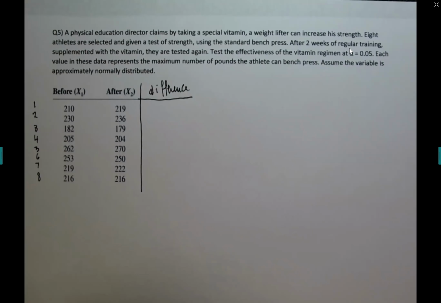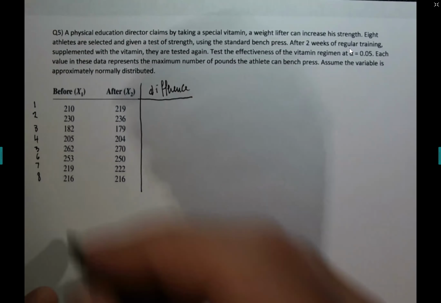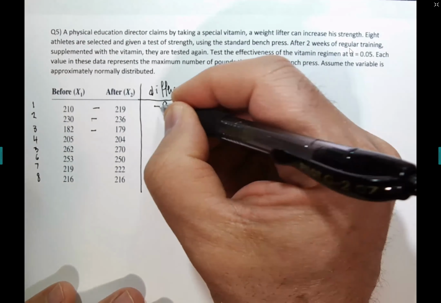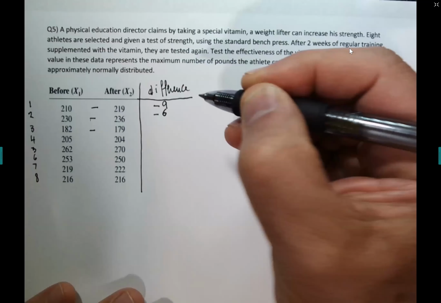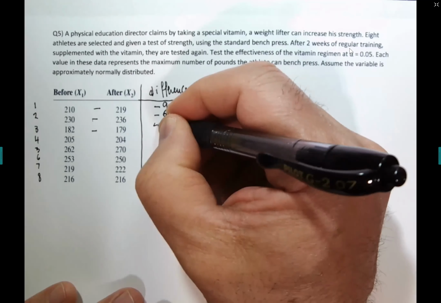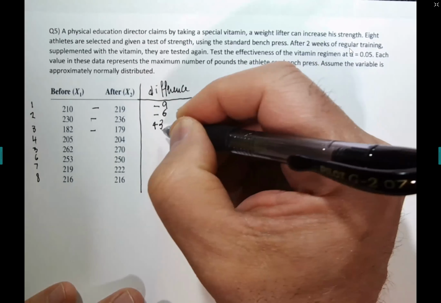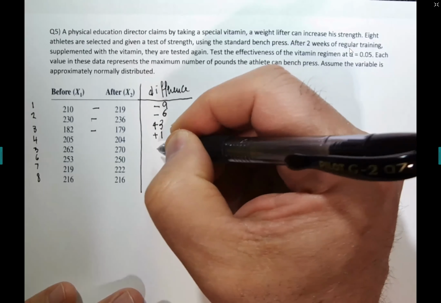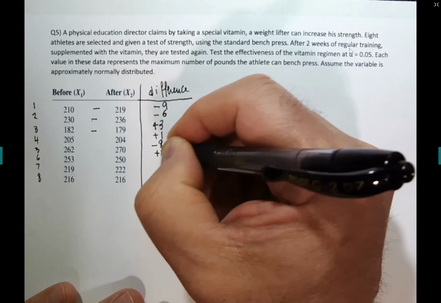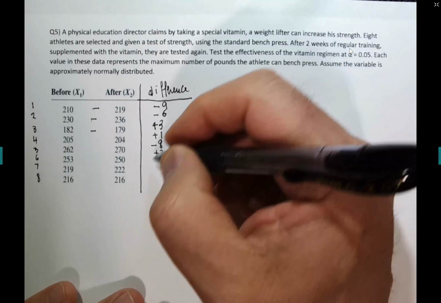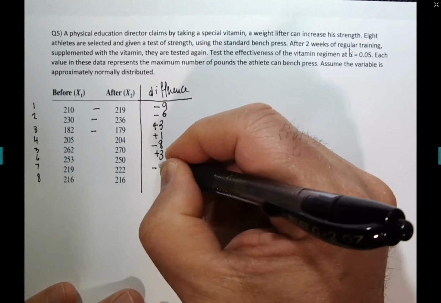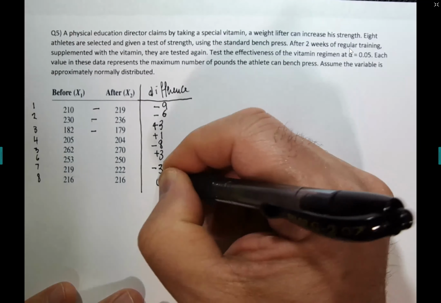So can you guys help me? From 210 to 219, the difference, what would that be? -9. 230, 236. -6. 182 minus 179, guys. What would that be? Positive 3. 205 minus 204. That should be easy. 262 minus 270. Minus 8. 253 minus 250. Positive 3. Oh, we have mixed numbers. It's positive and negative. That makes it a little bit hard. 219 minus 222. -3. And 216 minus 216 is 0.